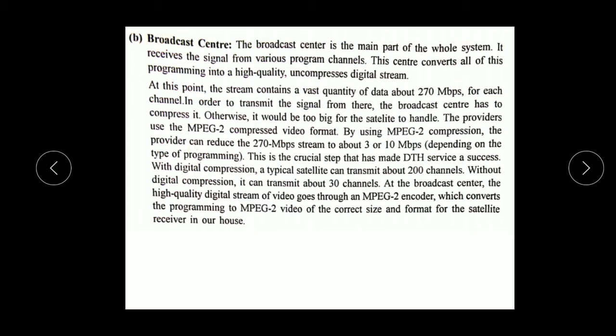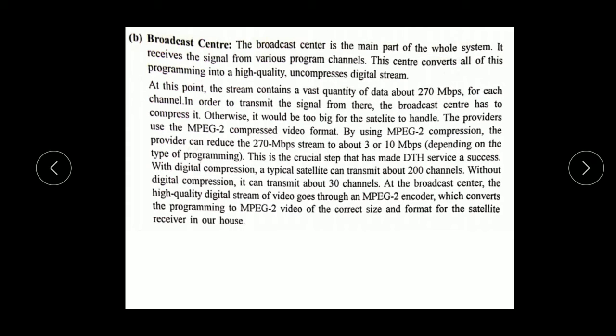At this point the stream contains a vast quantity of data, about 270 Mbps for each channel. In order to transmit the signal from there, the broadcast center has to compress it, otherwise it will be too big for the satellite to handle. The provider uses the MPEG-2 compression video format. By using MPEG-2 compression, the provider can reduce the 270 Mbps stream to about 3 to 10 Mbps, depending on the type of the programming.